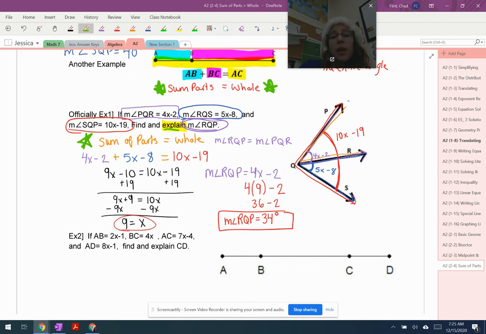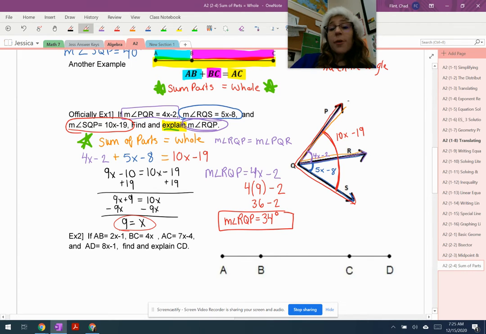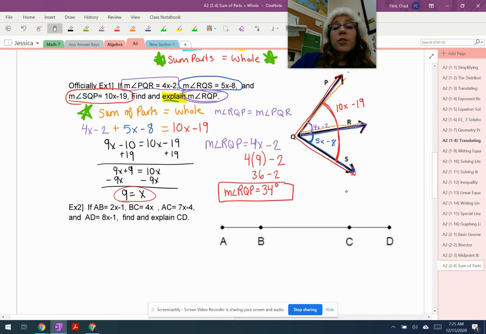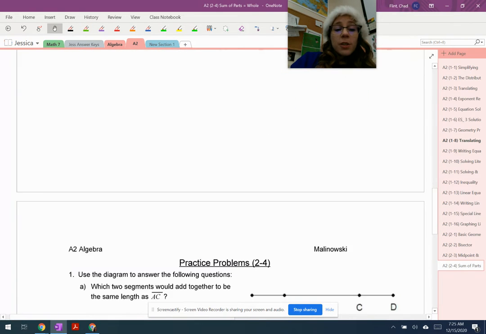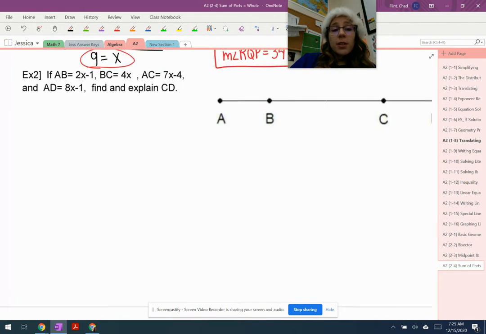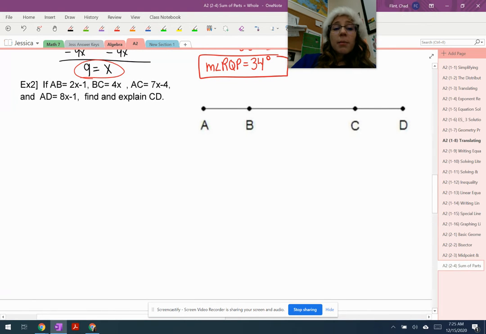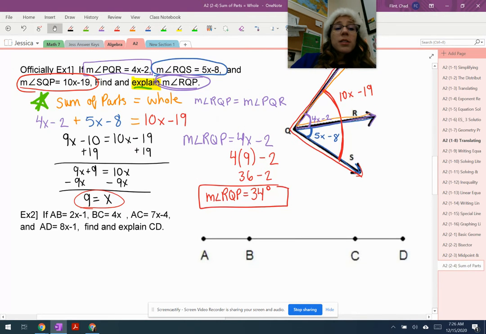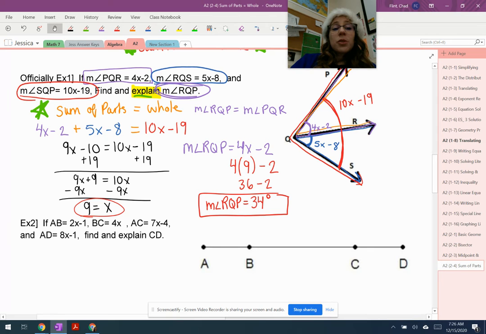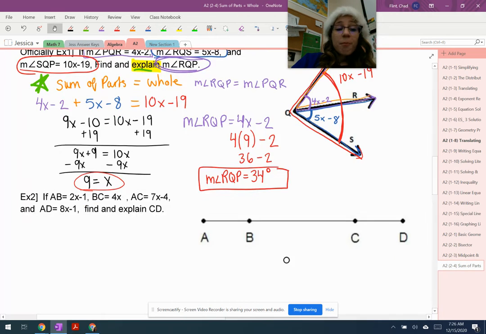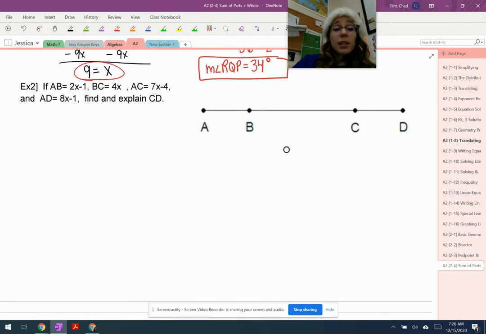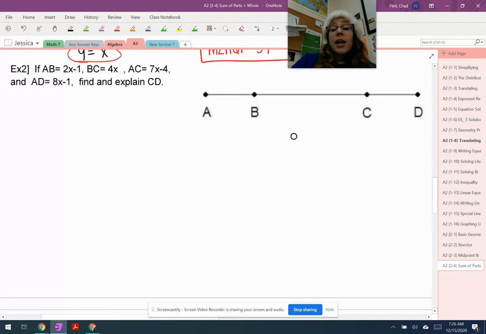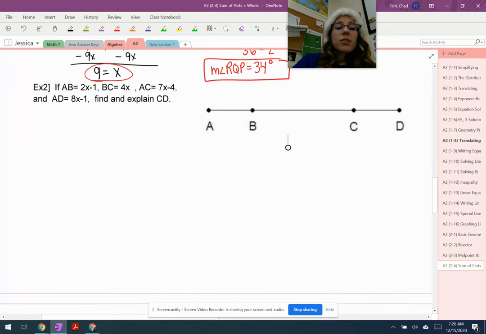Okay, so continuing on with Algebra A2 notes, which is really like geometry now, for 2-4, sum of the parts equals the whole. This is our last example we're going to look at, and this one has to do with a line segment instead of angles. Example 1 was all about angles, and you could see because it had that angle symbol. Example 2 is about line segments because they have a line segment right here, and we don't have the angle notation.